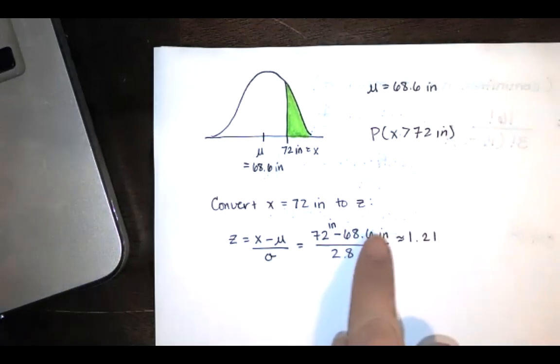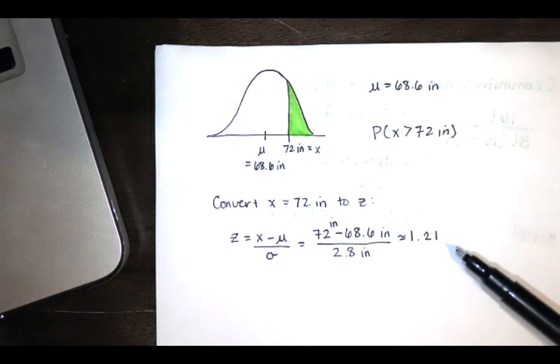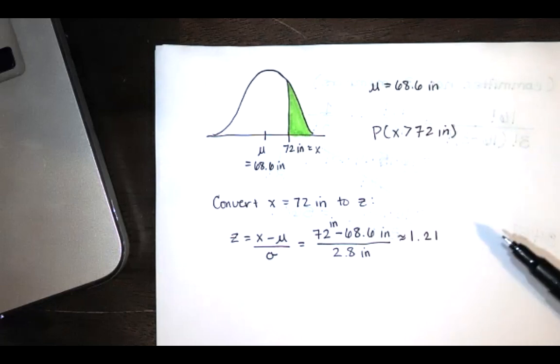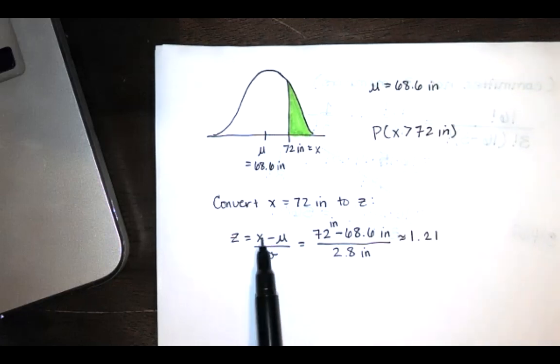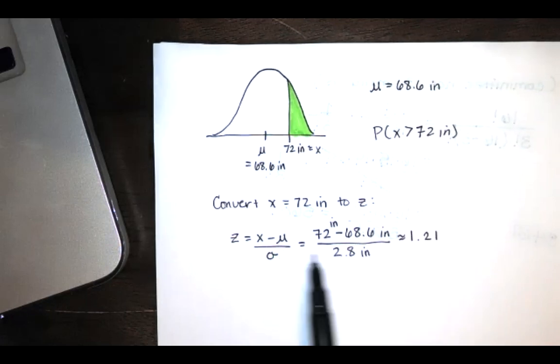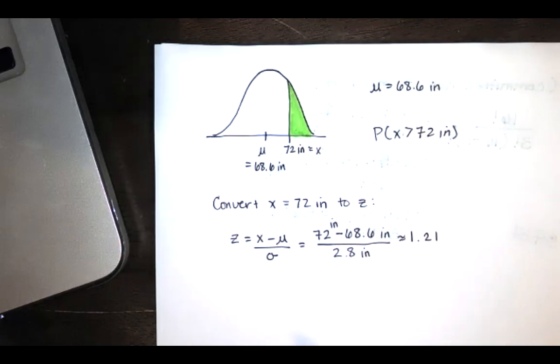Now notice I have inches minus inches here, so that's inches in the numerator, and I'm dividing by a standard deviation, also in inches. So z-scores are unitless. This is a count. It does not have units of inches or anything else. This is telling me how many standard deviations we are above the mean. So this is a deviation from the mean, and then when we divide by that standard deviation, it tells me how many of those standard deviations I am above the mean, and it turns out to be about 1.21.